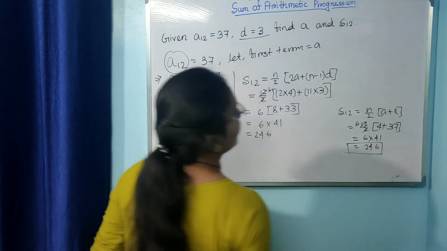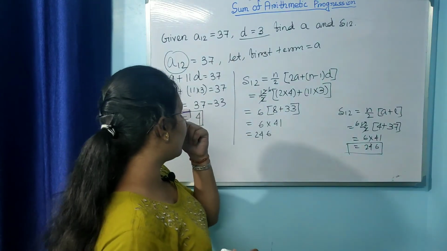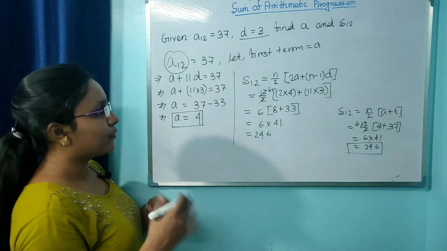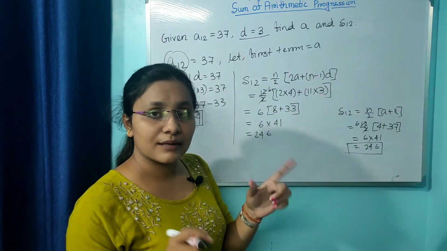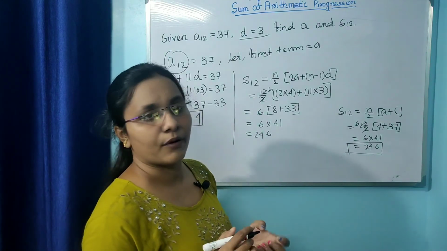So you have to apply the formula according to the given information. Okay, if you know the first term and the common difference, then apply this formula. If you know the first term as well as the last term, then apply this formula. Okay.